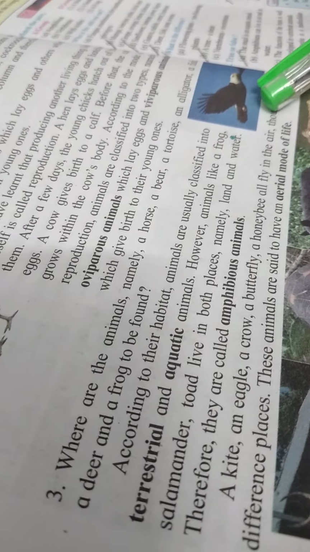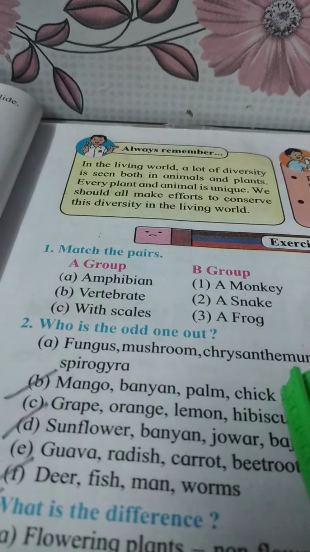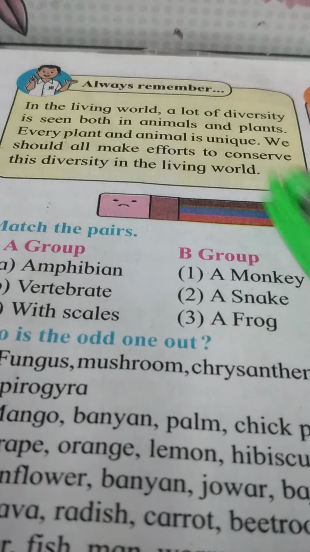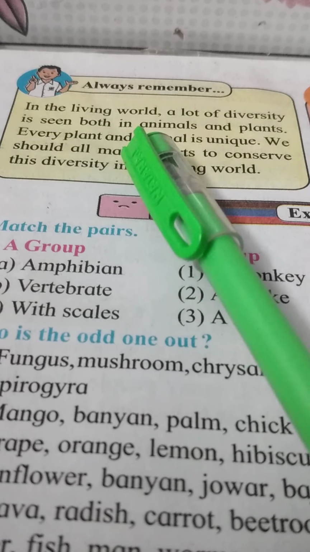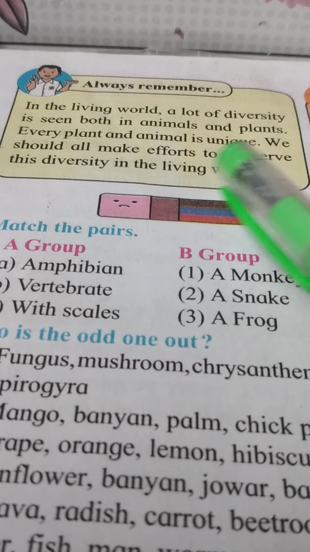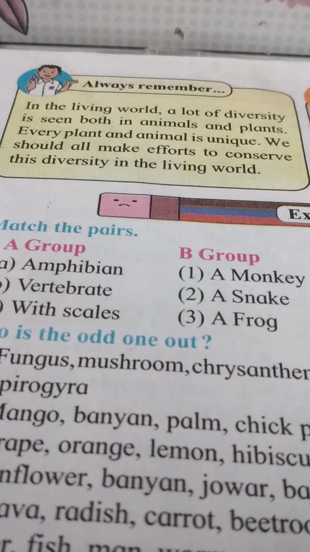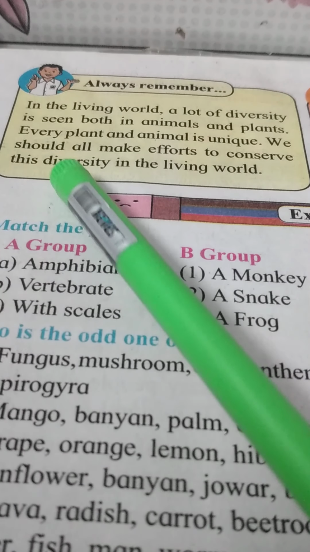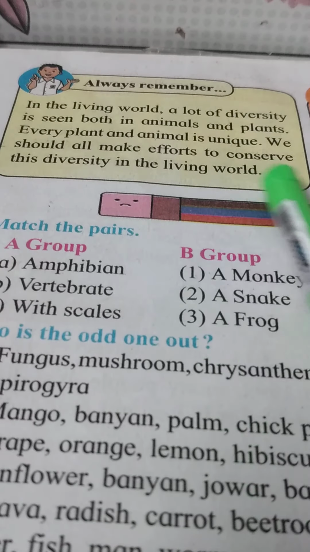Use your brain power. What are the different criteria used to classify animals? Now always remember this: in the living world, a lot of diversity is seen both in animals and plants. Every plant and animal is unique. We should all make efforts to conserve the diversity in living things.